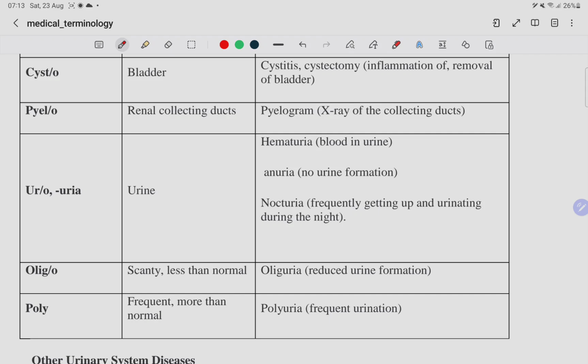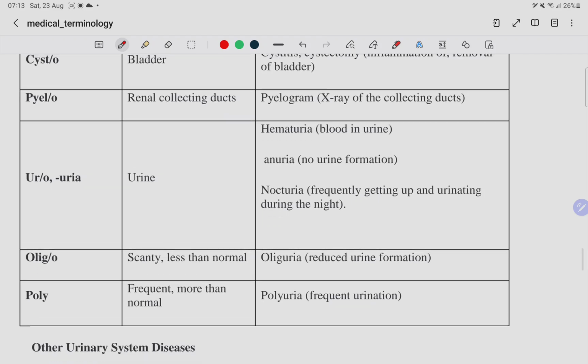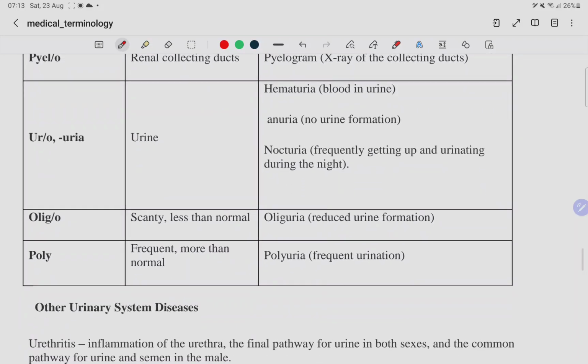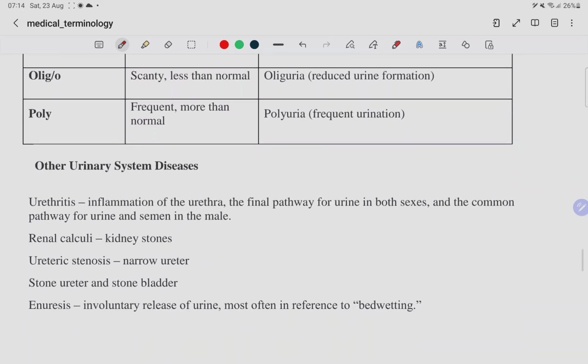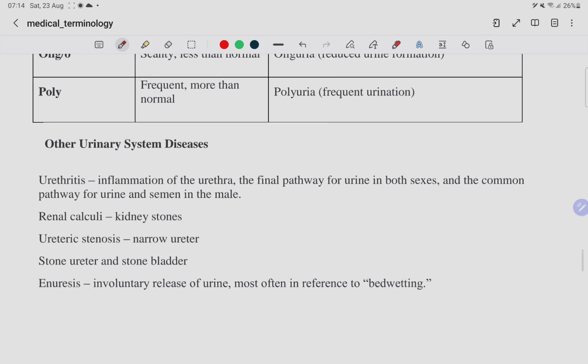Hematuria is blood in urine. Anuria is no urine at all. Nocturia is urine at night. Oliguria: oligo means small or scanty. So oliguria means a low amount of urine. Polyuria means multiple urination. Urethritis is inflammation of the urethra, and renal calculi are the stones of the kidneys.